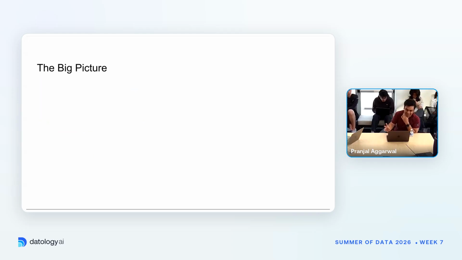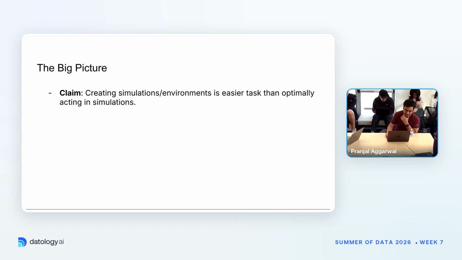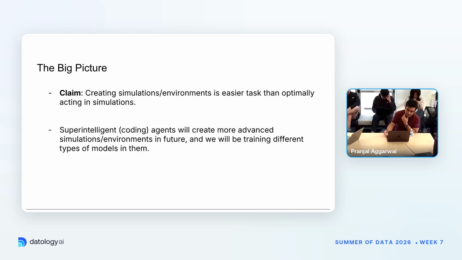So I'll just end with one more slide, on what I think about this Gym Anything idea. The way I'm thinking about it, especially for my PhD, is that this might suggest that creating simulations and environments is actually an easier task than optimally acting in those simulations. And computer use agent was one such example where the model created tasks and was not able to solve them. But I think that once we have these coding agents that are really getting better and better, they would be able to create more advanced simulations or environments of multiple agents, or maybe even robotics and those kinds of things. And we would be able to train different types of models.